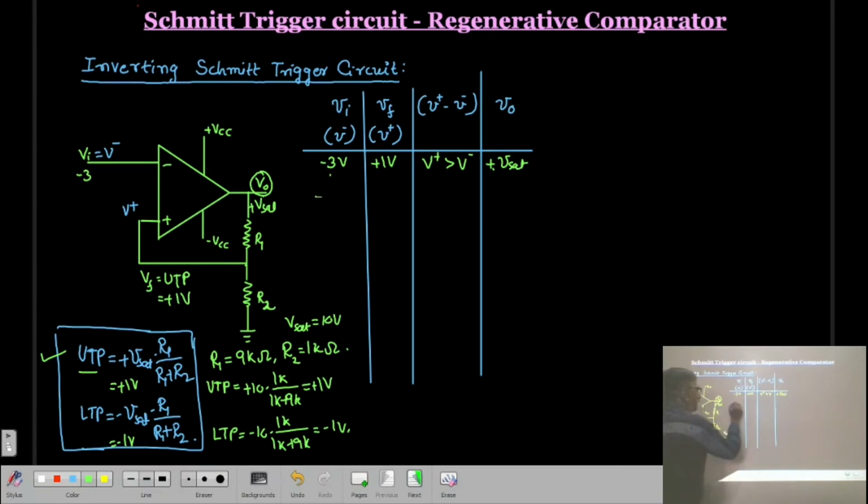Now I am applying a minus 2 volt. Instead of this, we provide a minus 2 volt.